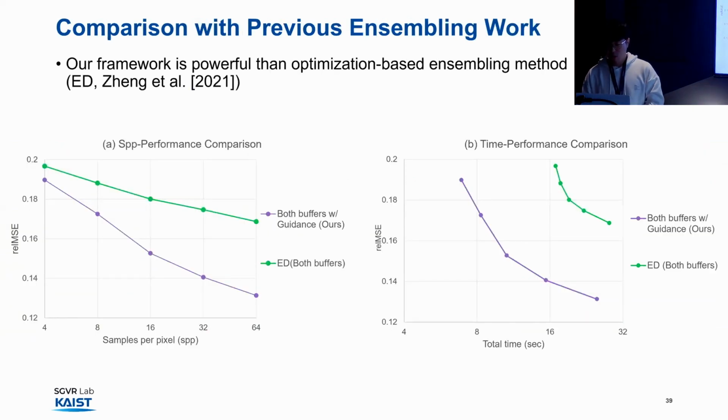And we also compared our work with an existing ensembling denoising work called ED, which uses an optimization-based approach instead of deep learning. And our work outperforms this optimization-based method, which is because the optimization method has to adapt weights on each scene. So anyways, our work outperformed it on all noise levels and in terms of efficiency also. This shows that using deep learning is more powerful and efficient in this case.